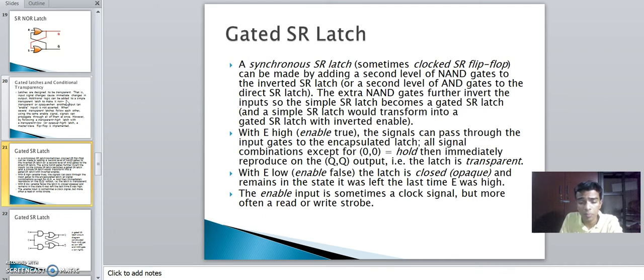The enable input is sometimes a clock signal, but more often a read or write strobe. When E is low, enable false, the latch is opaque, and it remains in the same state as the last time E was high. The enable input is sometimes a clock and sometimes a strobe.